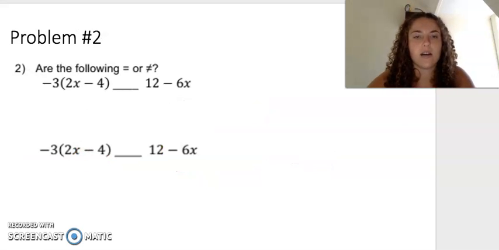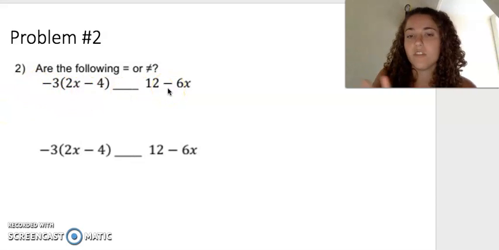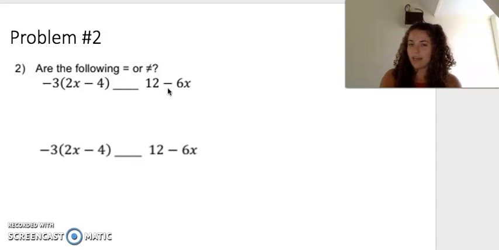Okay, moving on to our second problem. We have, are the following equal or not equal? Looking at this problem really quickly, you could choose maybe an answer, but let's do it out. Down here is the same exact problem, but with more space to work with.